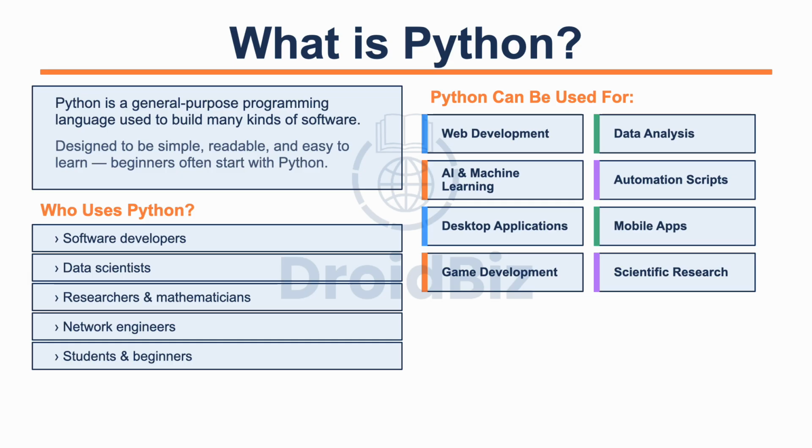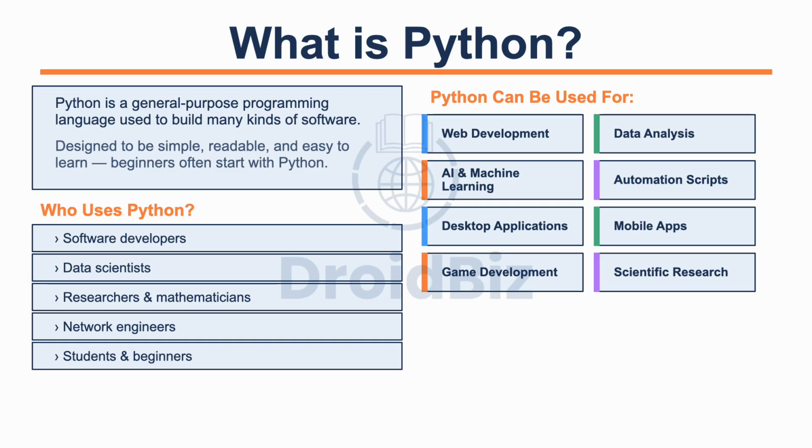Software developers use Python to build applications and tools. Data scientists use it to analyze large amounts of data. Researchers and mathematicians use it for scientific computing. Network engineers use it to automate tasks. And students and beginners use it as their first programming language.